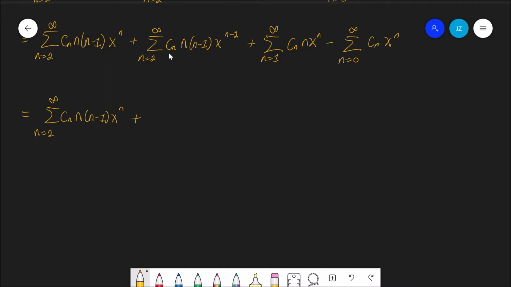Now we need to pull out 2 terms from here. So when n is 2, we'll get 2 times 1, so 2c2. Now for the 3 term, we get 3 times 2 is 6. Then x to the 3 minus 2, which is 1. Now that we've pulled out those terms, the summation will now start at 4, as desired.